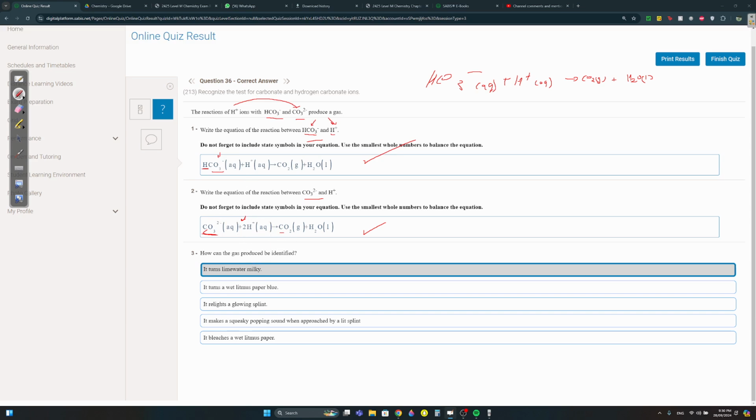How can the gas be identified? How can CO2 be identified? It turns lime water milky.